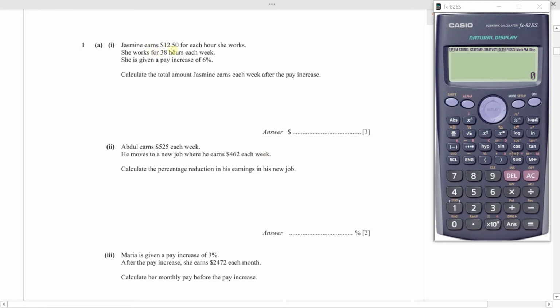Jasmine earns $12.50 for each hour she works. She works 38 hours each week. She is given a pay raise of 6%. Calculate the total amount Jasmine earns each week after the pay increase. So first we need to calculate her pay after the 6% increase. So we can say hourly pay after the increase.